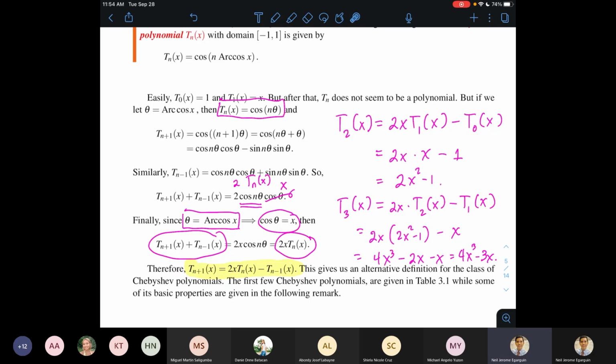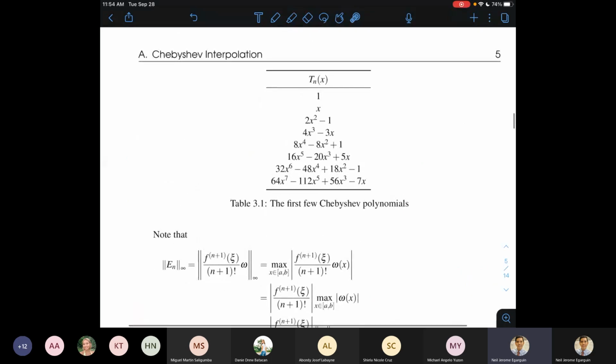Okay? And then if you want to play with it, you can compute higher order Chebyshev polynomials, and you'll get the entries in this table. Okay? Yan yung at least the first 8 Chebyshev polynomials. Okay so far? Okay lang ba? Okay naman po, sir. Okay, good.